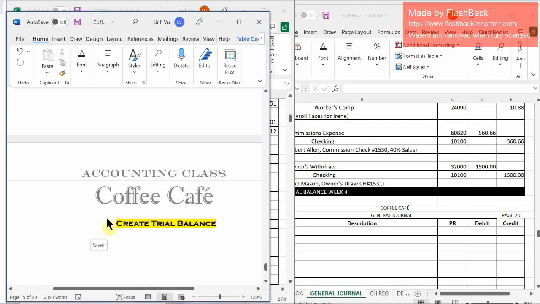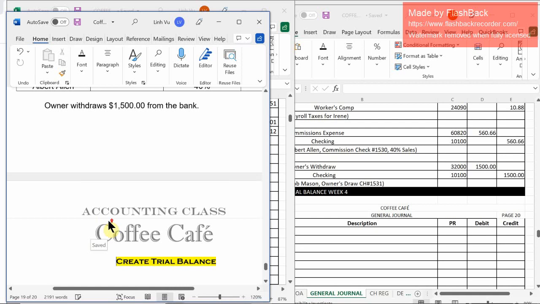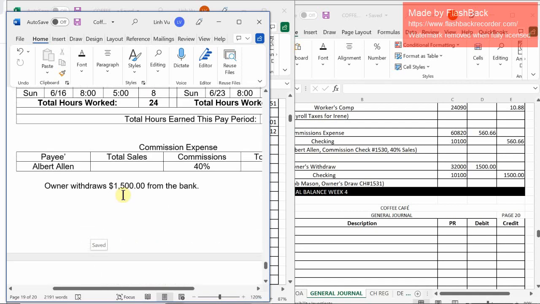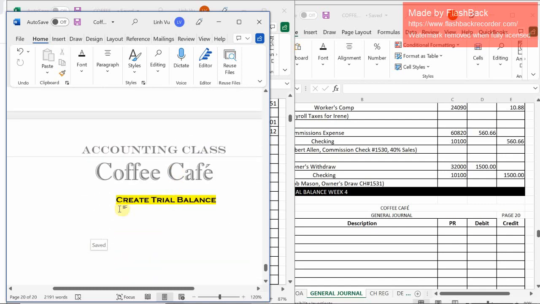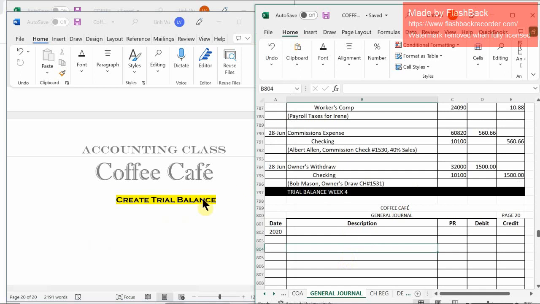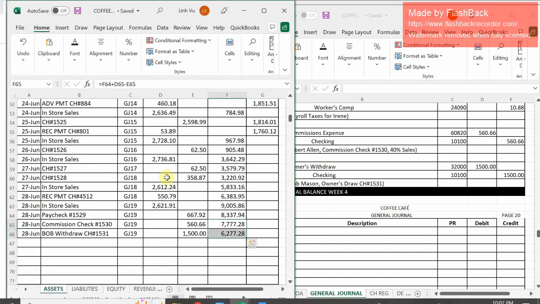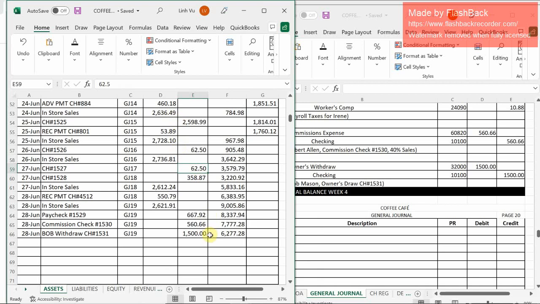Welcome back to week 4 of Coffee Cafe. Our last thing that we left off is we already finished paying our employees, we paid the boss. So now we have one last thing to do, and that's to complete the trial balance. So you won't be needing your journal for this. You only need your general ledger because your general ledger is going to have all of your account balances.